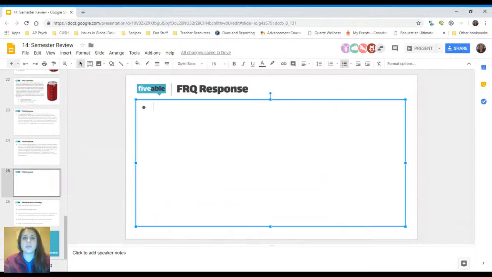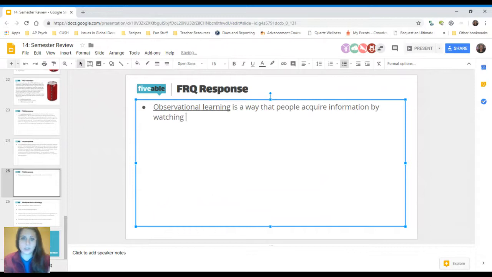We start like always with what observational learning is, and we'll underline that. Observational learning is a way that people acquire information. I'm trying to avoid saying learning by watching, instead of observing others' actions. That's my definition. It can be short and sweet. It doesn't have to be very long. And so now I have to relate it to the pep assembly.